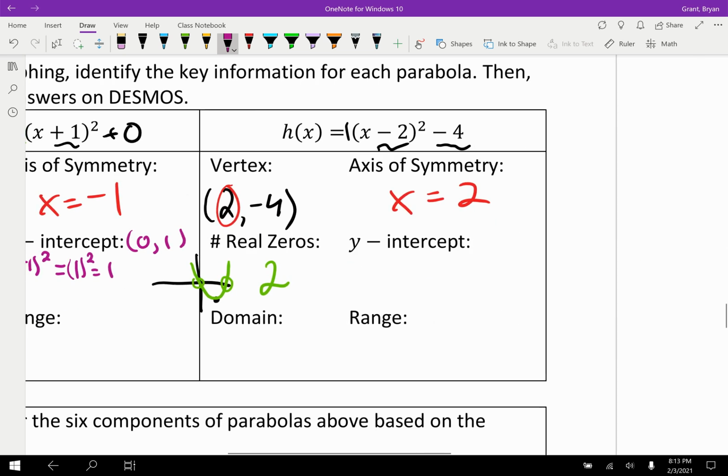Last but not least, we have x replaced with 0. And we're just going to start simplifying. 0 minus 2 is negative 2. Negative 2 squared is positive 4, and 4 minus 4 is 0. So this y-intercept is kind of a weird one. It's the point 0, 0. The y-intercept is the origin.